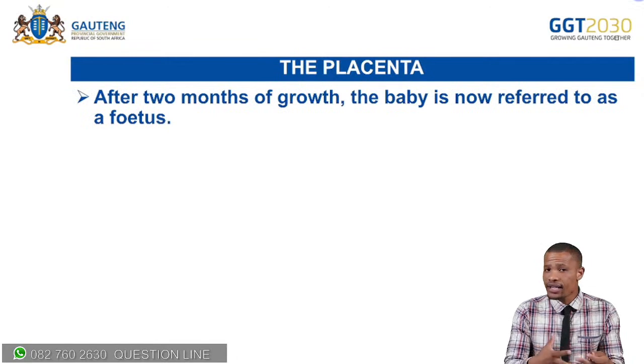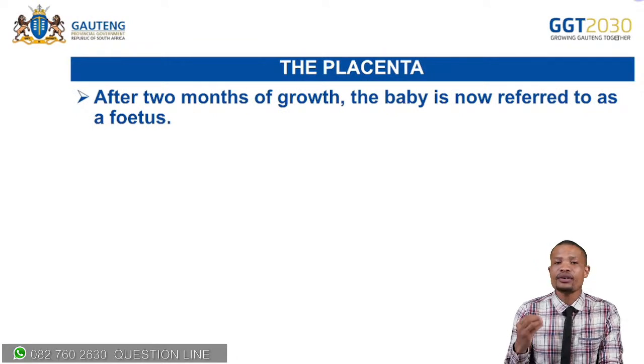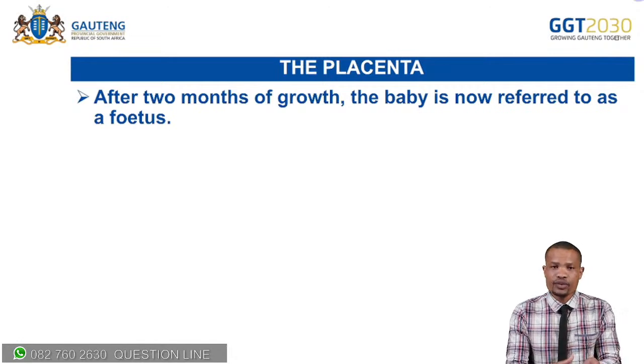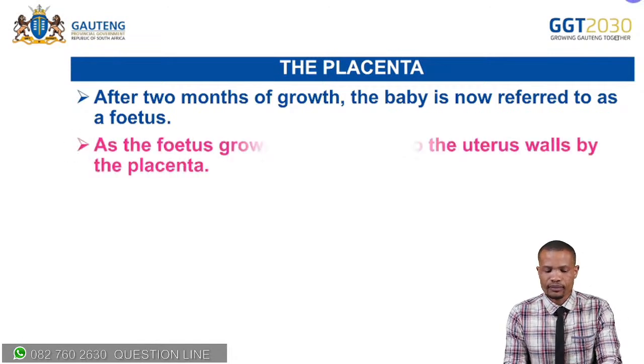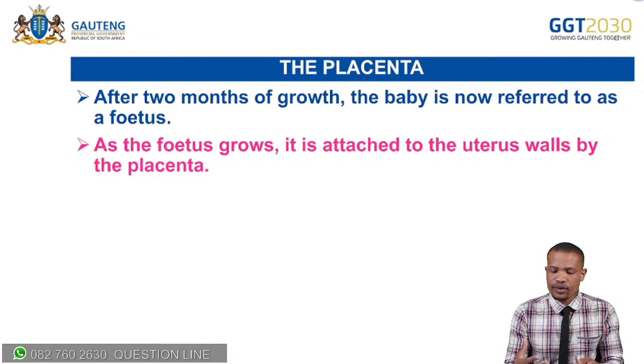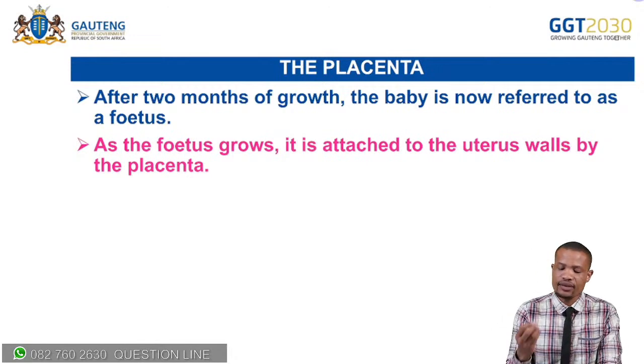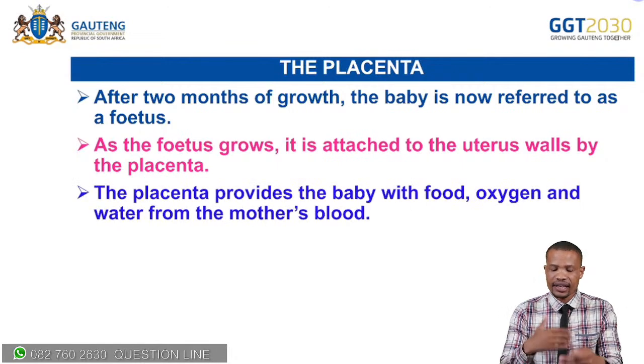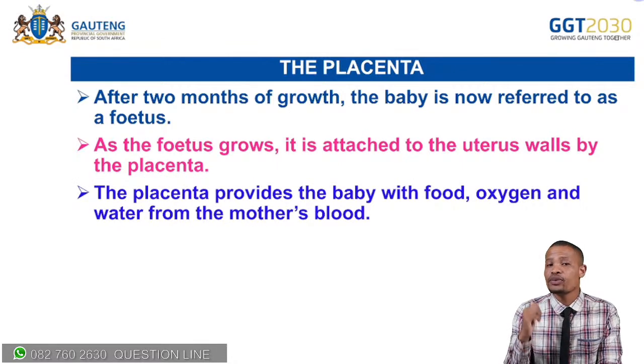Now let's talk about the placenta. After 2 months of growth, the baby is now referred to as a fetus. So for the first 8 weeks or the first 2 months, we call it an embryo, and then after 8 weeks or after 2 months, it is now called a fetus. As the fetus grows, it is attached to the uterus walls by the placenta. The placenta is an organ that provides the baby with food, oxygen, and water from the mother's blood.